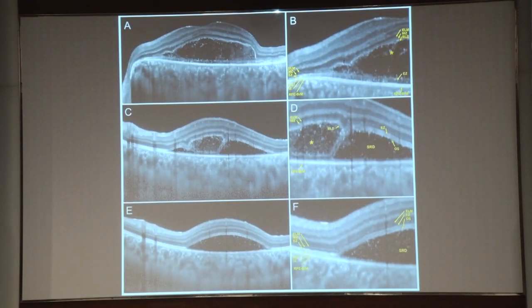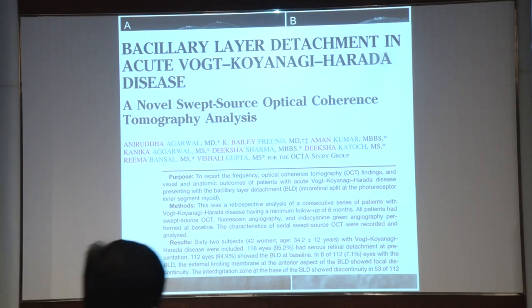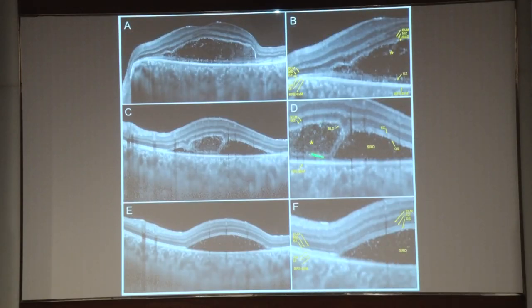And in VKH, you can have compartmentalization of fluid on the OCT. But this is not specific to VKH. You can also find it in MPE and other disorders. So I think I'll just take half a minute. This is a publication on bacillary layer detachment in VKH. I'll not go into details, but it essentially means the same thing, the compartmentalization of fluid in VKH.